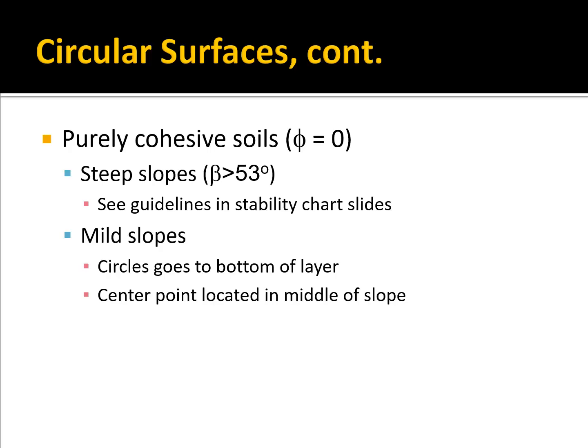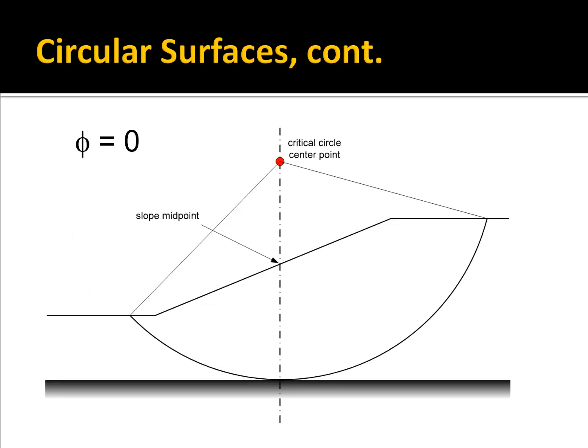Then it's either a slope circle or a toe circle. And we discussed this earlier when we went over the stability chart. But if it's a mild slope, where the angle is less than 53 degrees, then the circle generally goes to the bottom of the layer, and the center point of the circle is located in the middle of the slope.